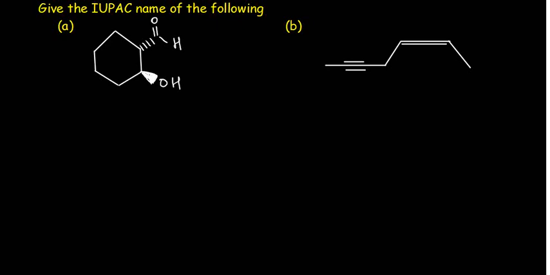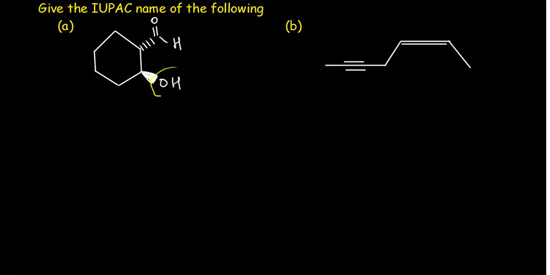Give the IUPAC name of the following. Well, IUPAC is the International Union of Pure and Applied Chemistry, the kind of nomenclature that anyone around the world can use to name organic compounds and other compounds. Now, for this one, to be able to name it, we first need to identify the functional groups which are present.